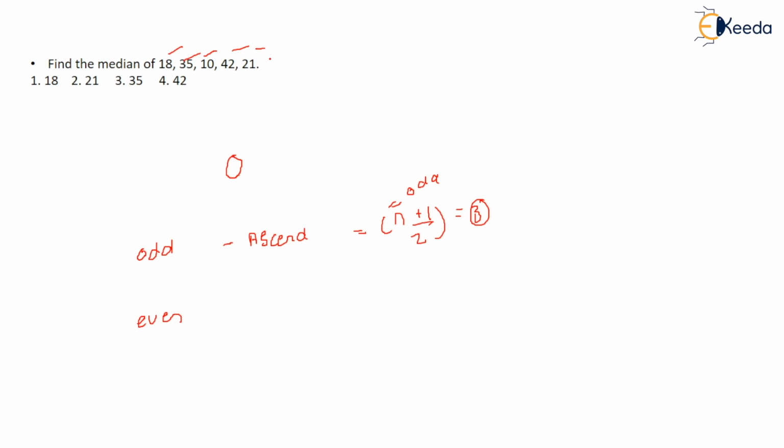But first you have to arrange it in ascending order. So ascending order means what? From smaller to bigger one. So 10 is smallest, then 18, then 21, then 35, and then your 42. So which is the third number? Third number is this. So 21 will be your answer.